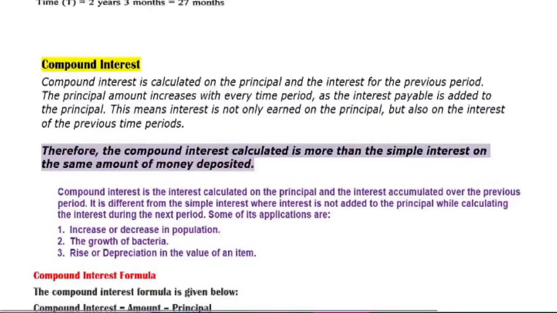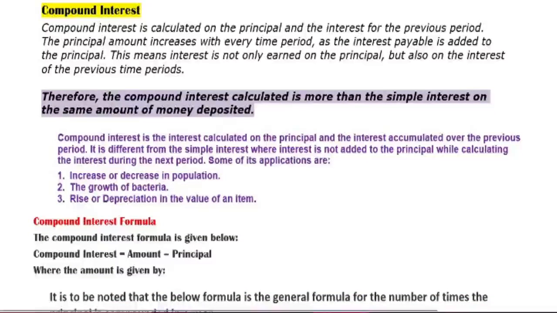Now we will move to the next topic, that is compound interest. Here we will discuss how to calculate compound interest and the formula we are using for finding it. The compound interest is calculated on the principal and the interest of the previous period. Previous period means previous time period. The principal amount increases with every time period as the interest payable is added to the principal. This means interest is earned not only on the principal but also on the interest of the previous time period.